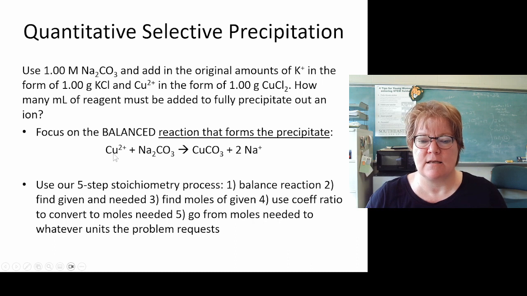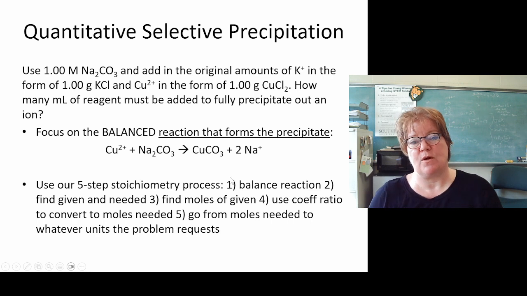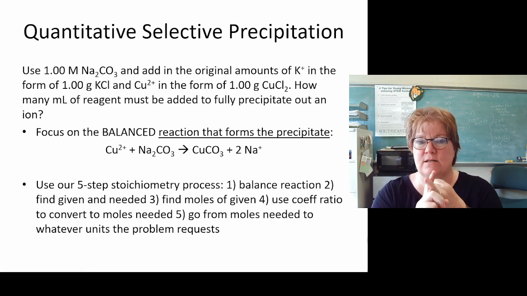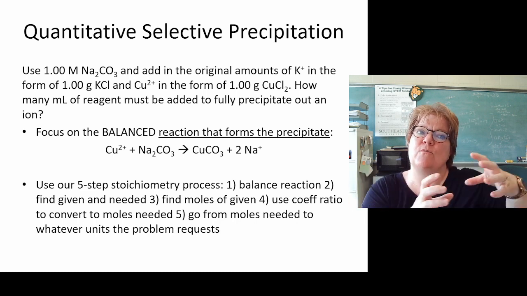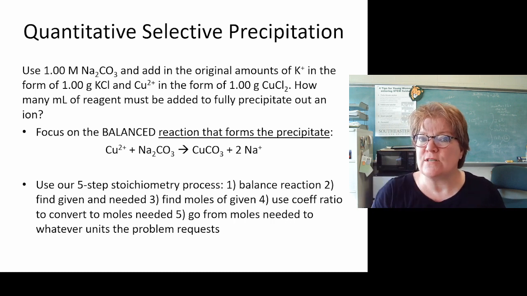In this case, the copper with the sodium carbonate is making copper carbonate, which is the solid, and some extra sodium ions. And then we're going to use our 5-step stoichiometry process. Balance the reaction, find what I know and what I don't know. What's my given, what's my needed. Get the thing I do know into moles. Use my coefficient ratio to get from the moles that I do know to the moles that I don't know, from the given to the needed. And then I go back and look at what units do I need.